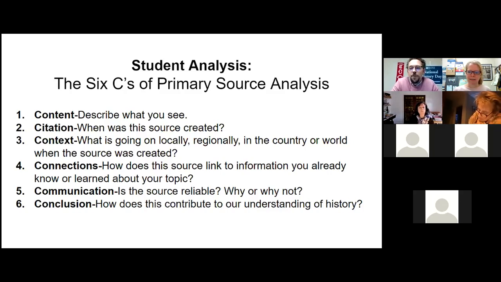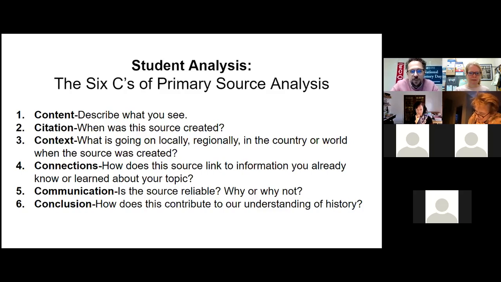Yeah, thank you for showing that first source and giving a little bit of an analysis on how it can be used and how it can be interpreted. One of the ways I've looked at primary sources, and I've done this since college, is I've used the 6 C's of primary source analysis. This is something I've introduced to students who have come to my library.